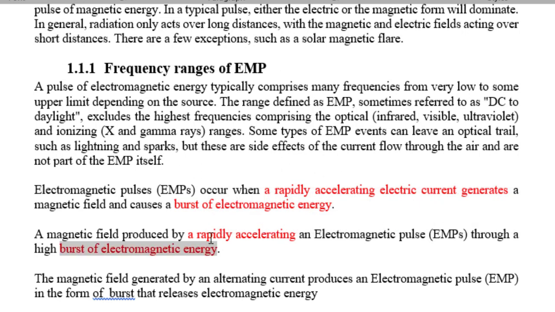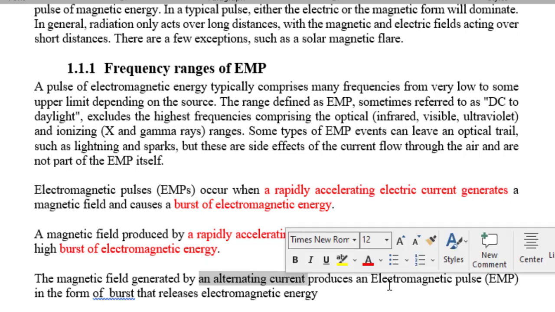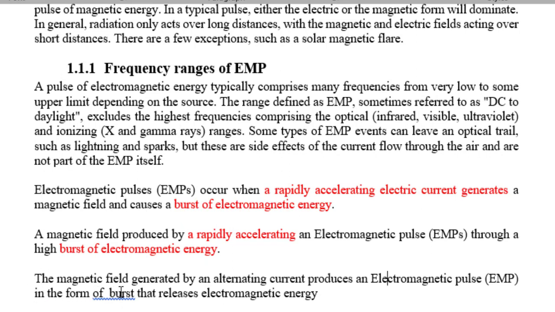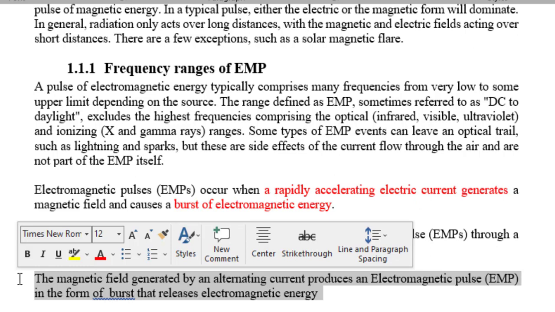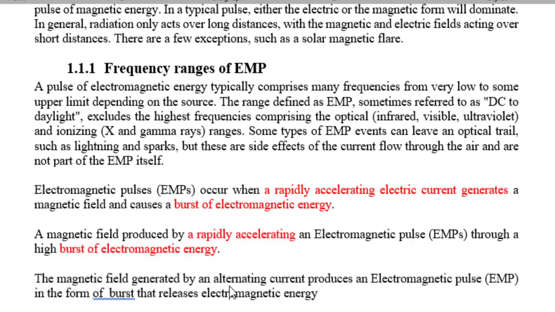So you have to make sure that there are no three words in consecutive sequence that match the original sentence. For example, I have used this sentence: The magnetic field generated. The magnetic field was here. Magnetic field, okay, two words in sequence, that's fine. Generated by an alternating current produces. This was a rapidly accelerating electric current, and I just said alternating current. I can use synonyms. For now, there's nothing in sequence to the original sentence. Produces an electromagnetic pulse, fine, in the form of a burst that releases electromagnetic energy. So this sentence is going to show me 0% plagiarism because it is not matching the original sentence at all, not even parts of the sentence.